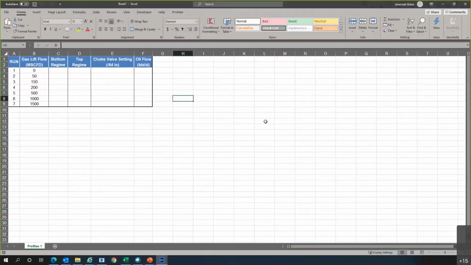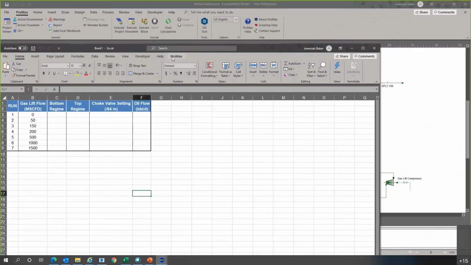But the idea is that it's a tool that we can use in Excel. So I have an Excel sheet here that's already embedded and connected to my project. And what we're going to do is vary the flow of our gas lift, and we're going to see how that affects the regime of both the bottom section and the top section of that well. And we're going to see how that changes some of our other properties too.